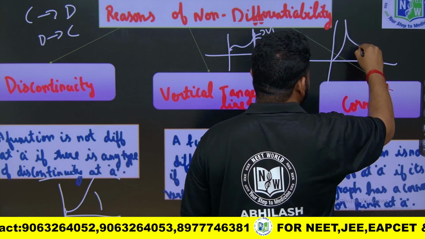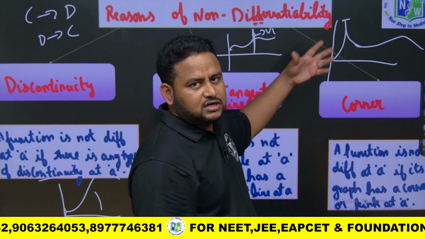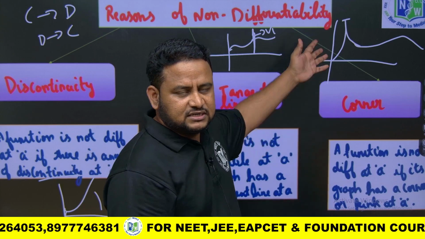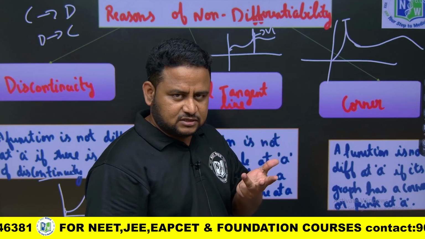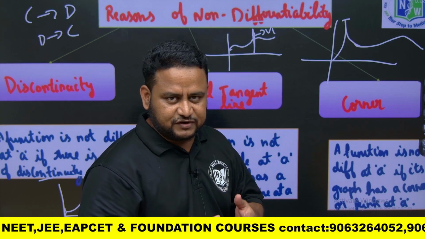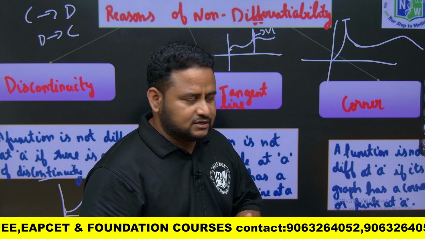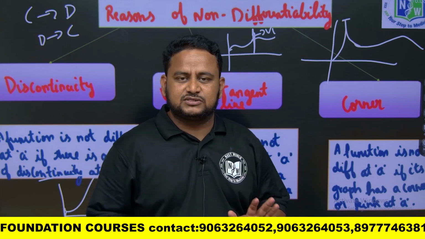I draw a curve like this. See, at this point it is not continuous. Not continuous means it is not differentiable. Got it? It is also not differentiable at corner points. So, there are three reasons why it is not differentiable. One, if it is not continuous, it is not differentiable. Then, if it has a vertical tangent. Next, if it has corner points, at those points it is not differentiable, friends.